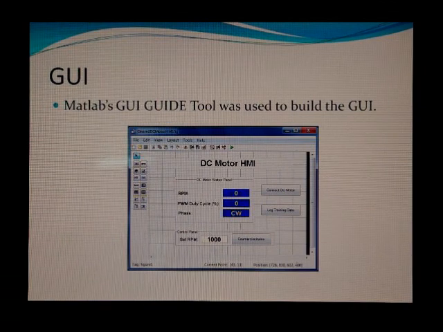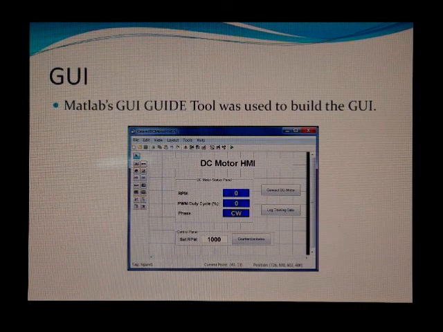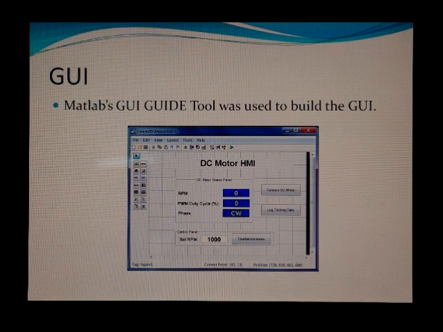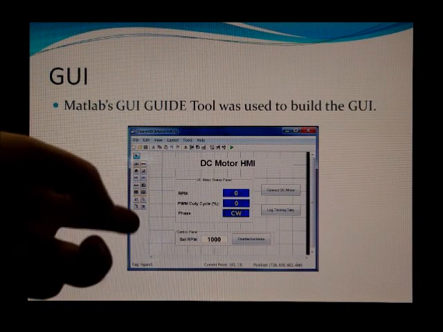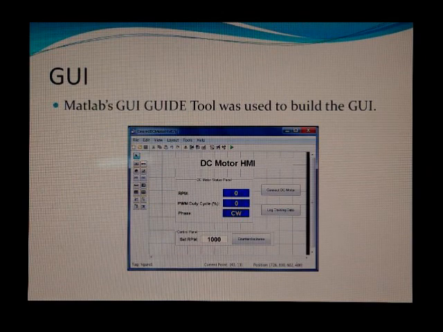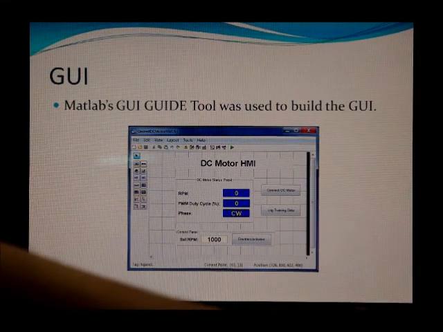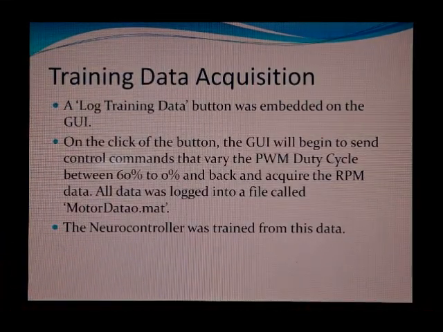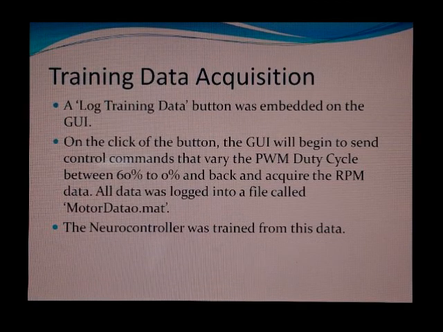A simple GUI was built in MATLAB using the GUIDE tool. It's a very simple GUI software tool that you can use to build simple GUIs without much coding. Here's a sample of the GUI window I created using the tool. Once the GUI was built, I was able to run the DC motor, send commands to it, receive data from it, and display it onto the GUI.